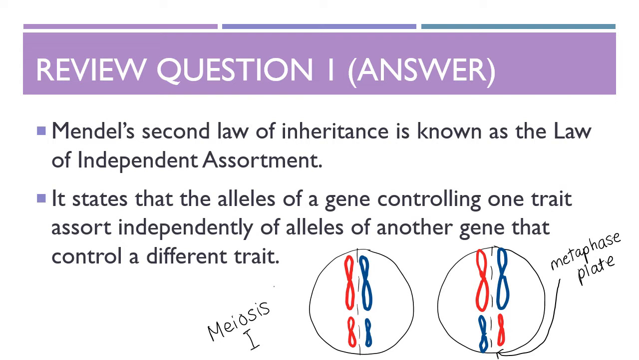Now the arrangement or the configuration that happens is random. So if we think of the red and the blue, maternal, paternal, how they line up is going to be quite random. The paternal chromosomes might line up on the same side of the metaphase plate, or they might line up on opposite sides of the metaphase plate. So it's going to be random, and it's going to affect, obviously, the gametes that are resulting from meiosis.